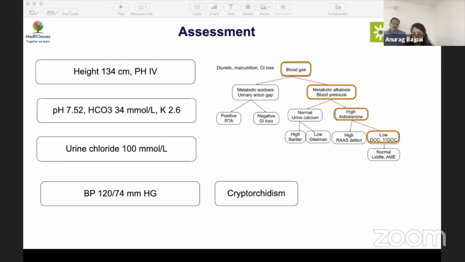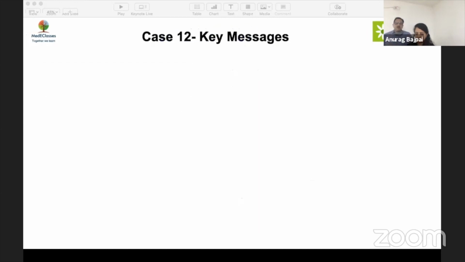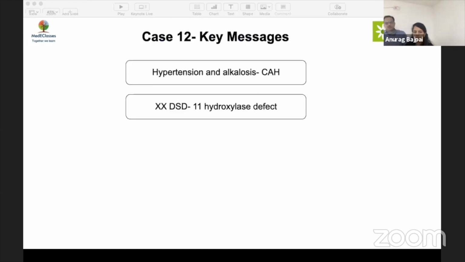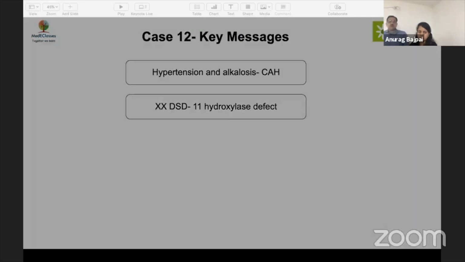And the very interesting point in this case was that there was actually cryptorchidism. This was actually an XX-DSD, which is a common presentation in 11-hydroxylase deficiency, who are missed at birth, who were so virilized as to present with a male appearance. So always if you have cryptorchidism, always if you have hypertension, always if you have hypokalemia, think of these rarer causes of 11-hydroxylase deficiency. The key message is hypertension and alkalosis is CAH, and XX-DSD, this becomes 11-hydroxylase deficiency.